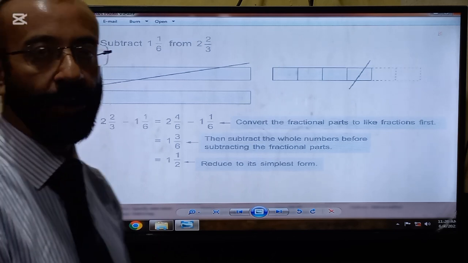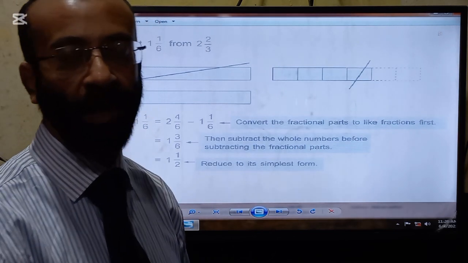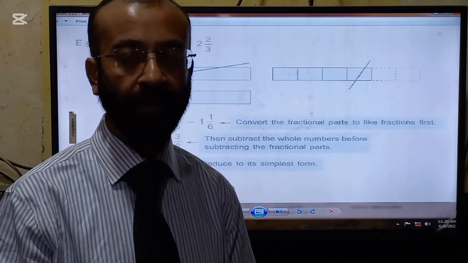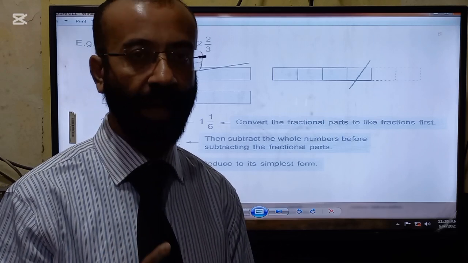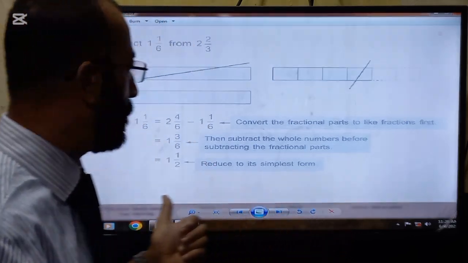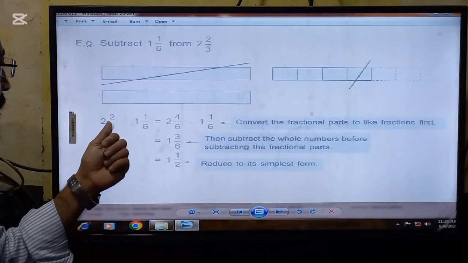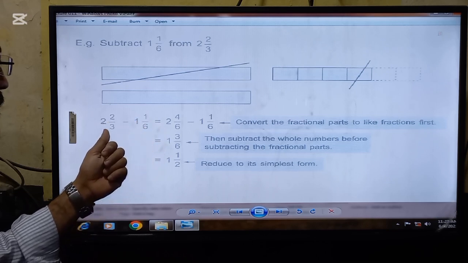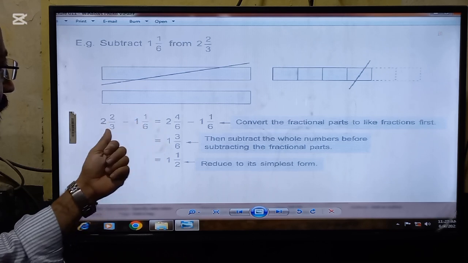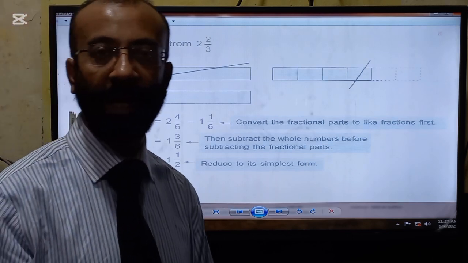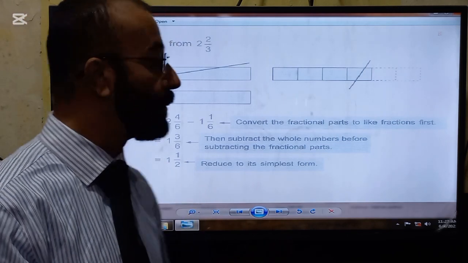Again, there are two methods to solve this question. One is converting the unlike fractions to like fractions, and the second is the direct method. We will solve the question by both methods. Look at the fraction parts, 2 by 3 and 1 by 6. First we will convert these unlike fractions into like fractions. Like fractions are fractions having the same denominator.